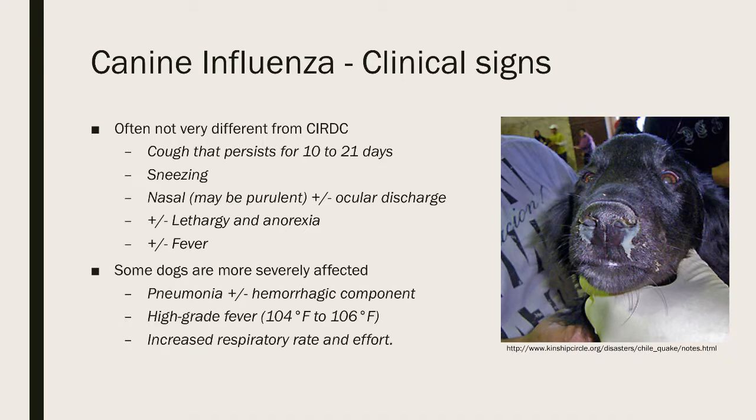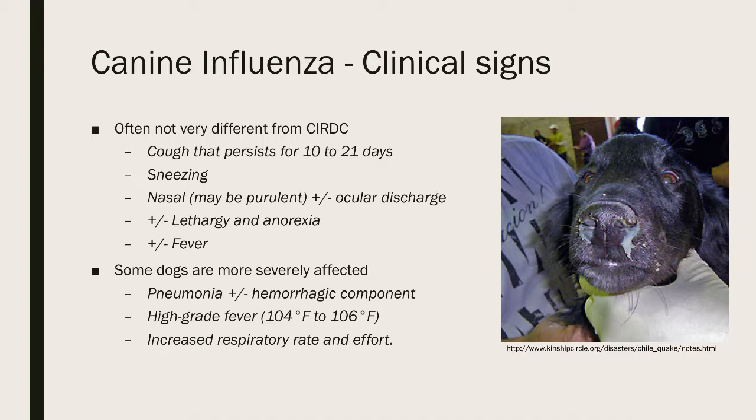But in some cases, some dogs may become more severely infected. You may wind up with a dog that has pneumonia, and it might have a hemorrhagic component. If you don't know what that means, it means a dog goes from happy-go-lucky in their kennel and doing really well to coughing up blood and subsequently passing away, sometimes in a horrendous scene that's a pool of blood. It doesn't happen very frequently, but it's possible.